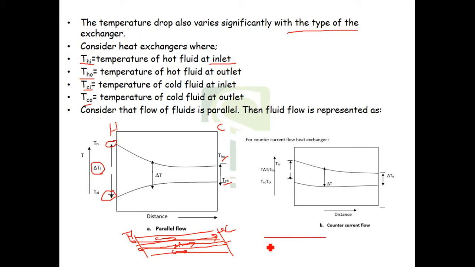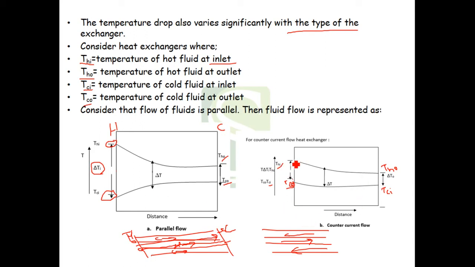Okay. Now consider it to be a counter current flow. Now you have to consider the same example, only what is different? The cold fluid is moving in this direction and the hot fluid is moving in this direction, right? So now what will happen? Now this Thi is the temperature of the hot fluid, and this Tci has to be here. This is the Tco, the temperature of the cold fluid at the outlet. This is the temperature of the hot fluid at the outlet, and this is the temperature of the cold fluid at the inlet. Why is this like this? Because the flow is in opposite direction.